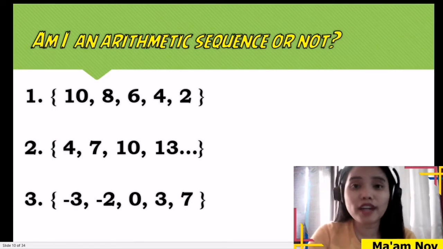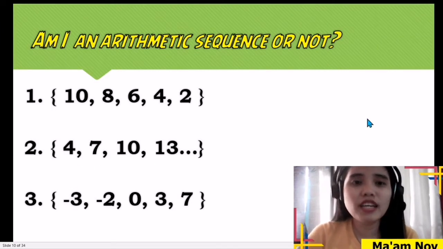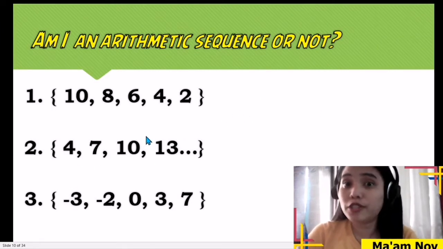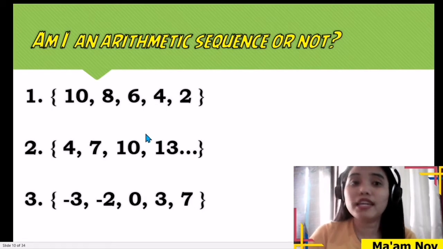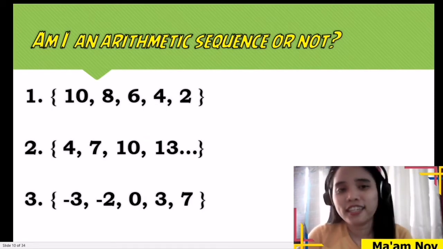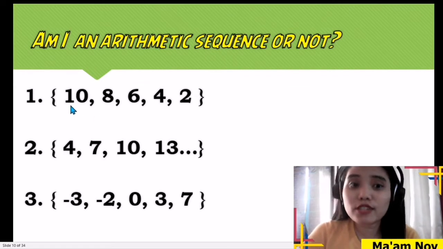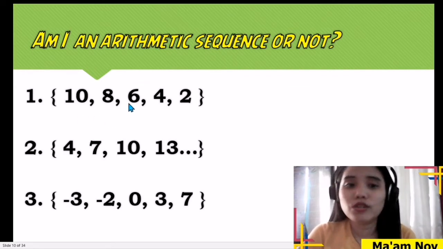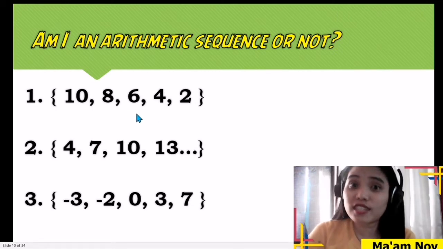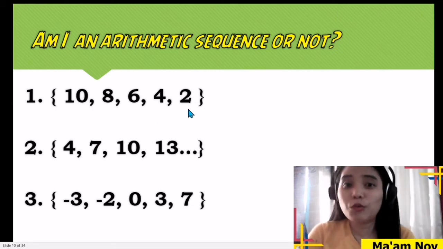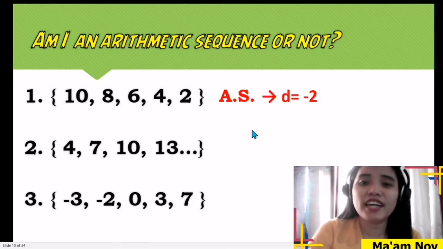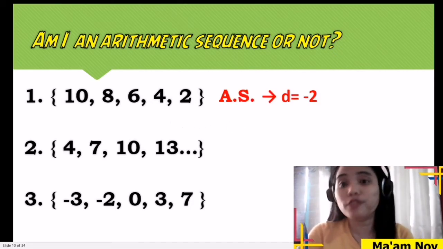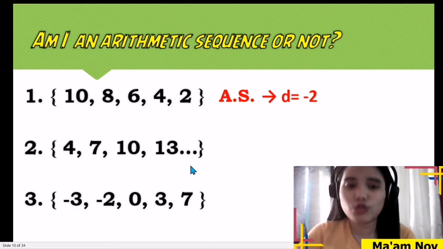How about number 1? Let's identify the common difference bago natin masasabi na arithmetic sequence siya. So, 8 minus 10, negative 2. 6 minus 8, negative 2. 4 minus 6, negative 2. 2 minus 4, negative 2. Which means this is an arithmetic sequence with a common difference of negative 2.